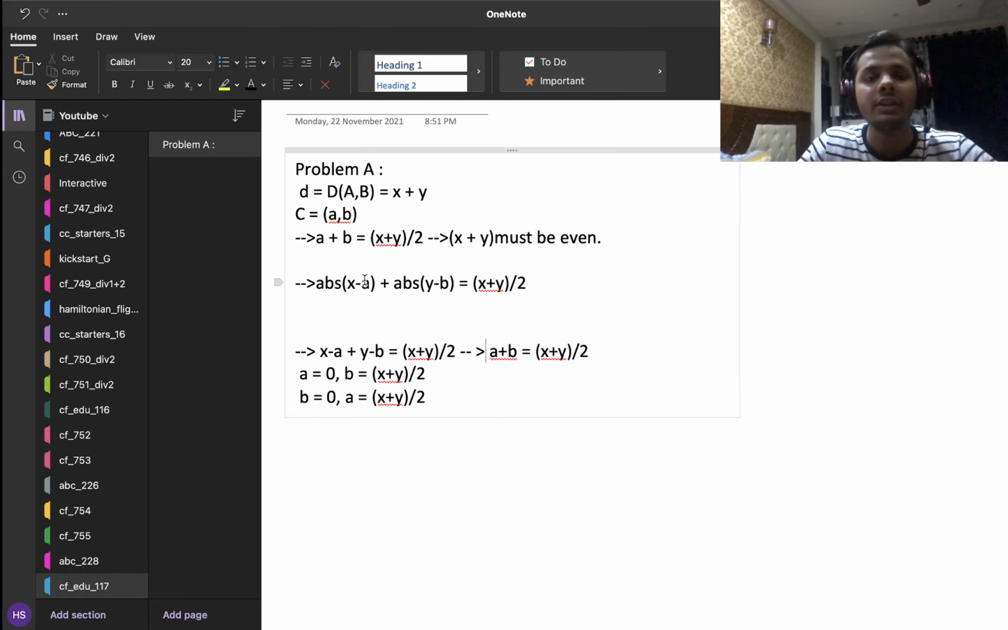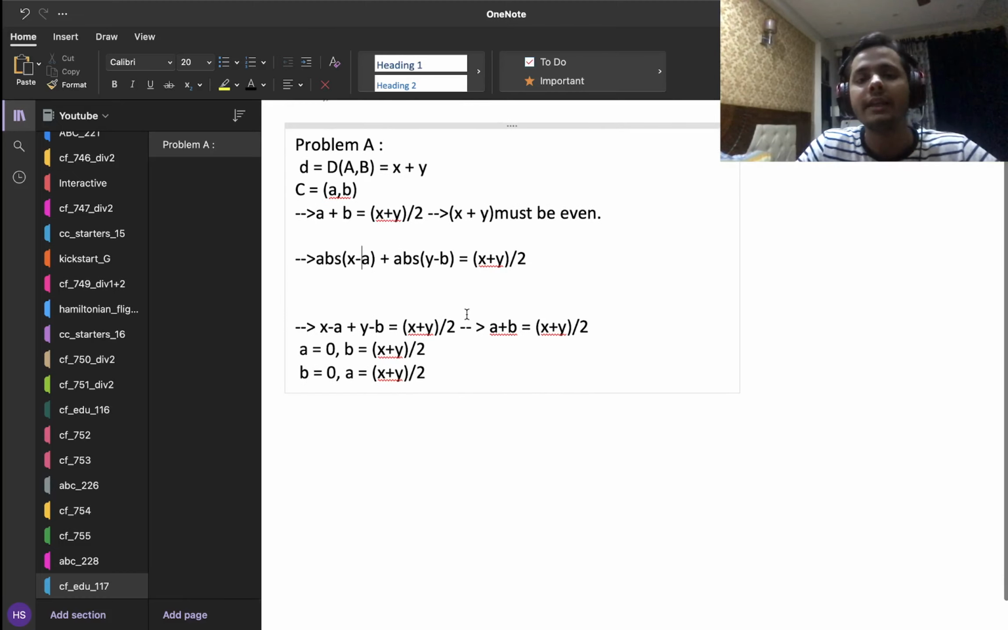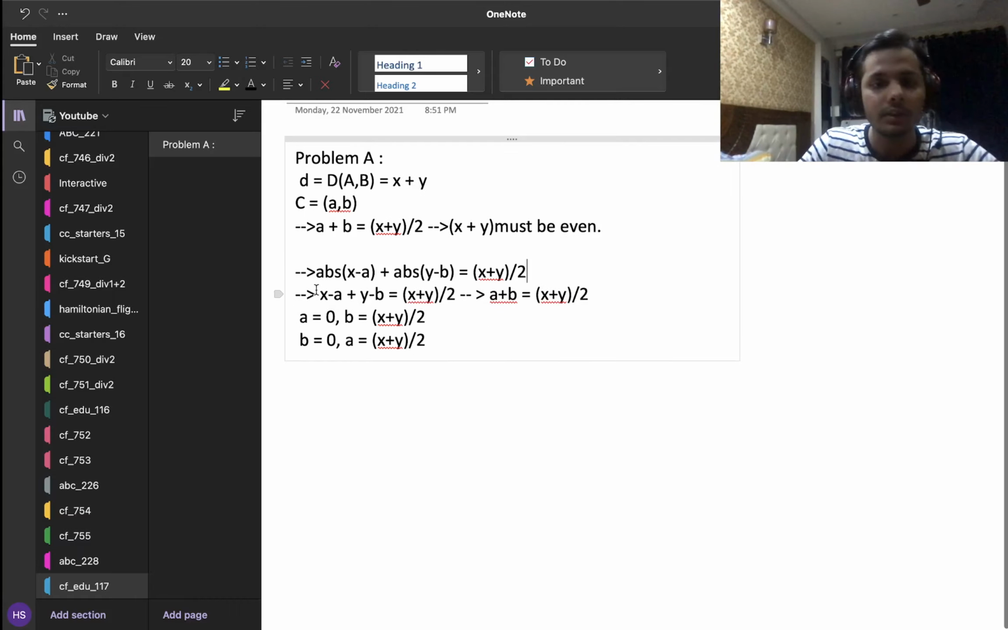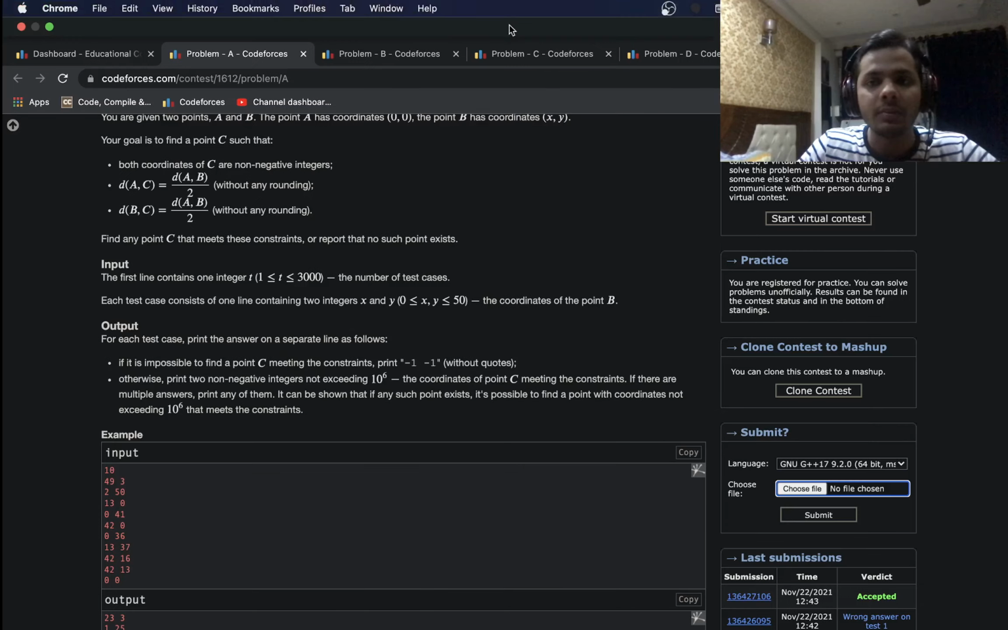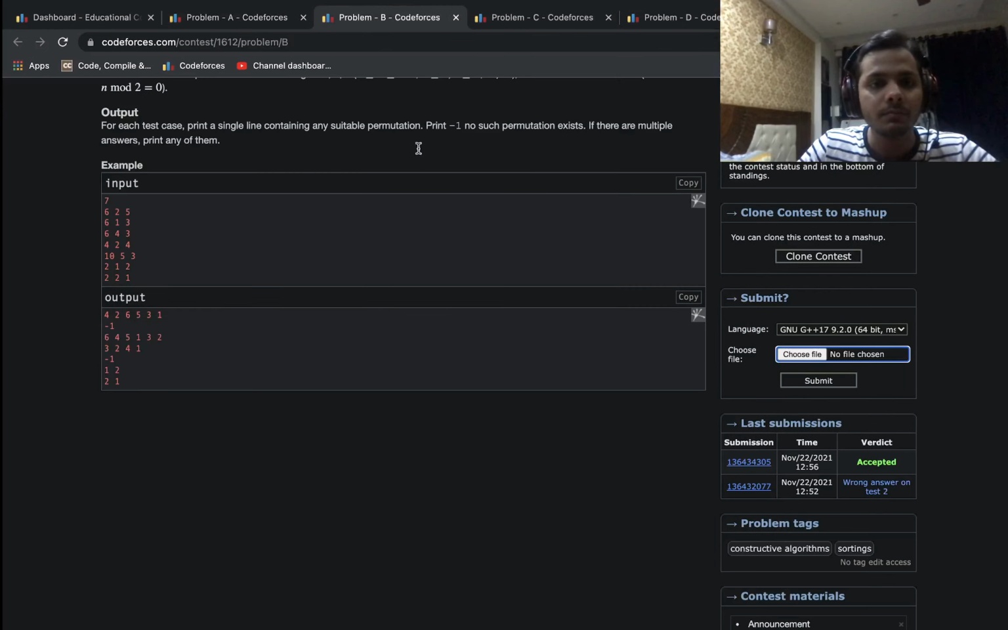But the only condition is that this mod has to open positively. So I need to make sure that x is greater than a and y is greater than b. And I know that (x+y)/2 will be smaller than the maximum of x, y, and 0 will obviously be smaller than both x and y. So if x is greater than y, I can take a equals (x+y)/2 and b equals 0. But if y is greater than x, I can take the opposite. I hope it makes sense. So yeah, this is problem A done. Now let's move to the next one.